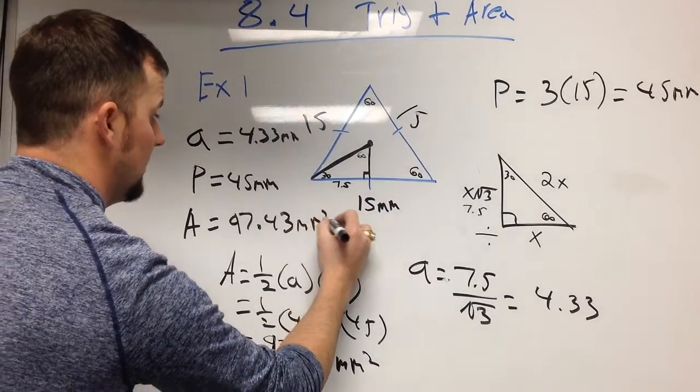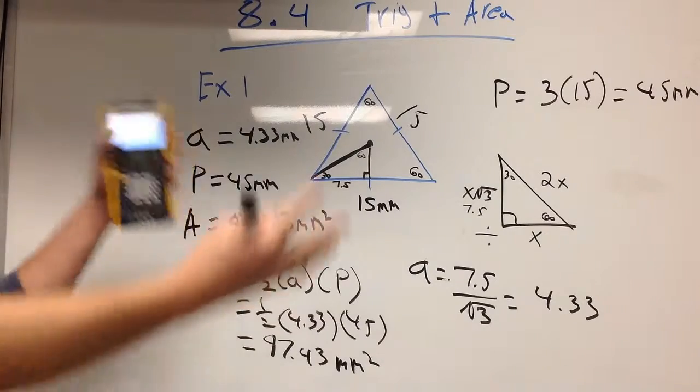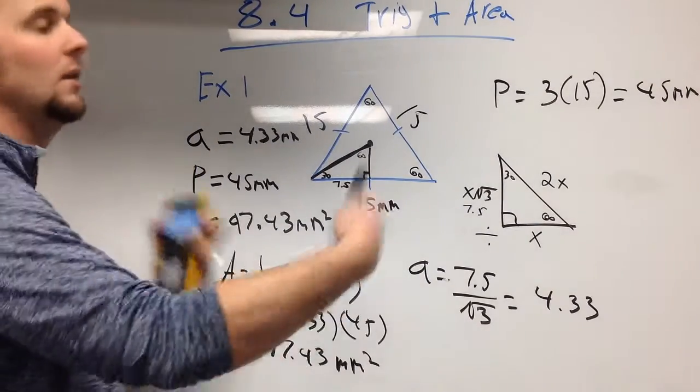So ladies and gentlemen, your area is going to be 97.43 millimeters squared. So I'm taking everything that I've learned in the past few lessons and what we learned a little bit last semester and tying it all into one problem.